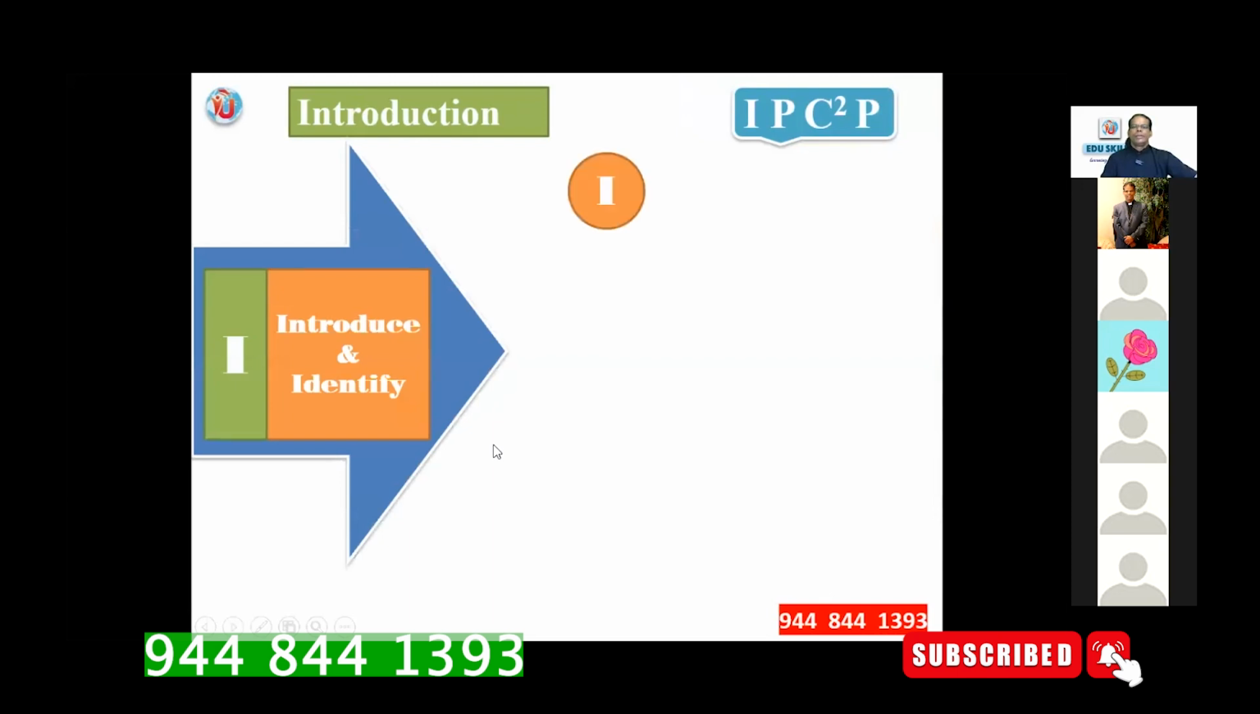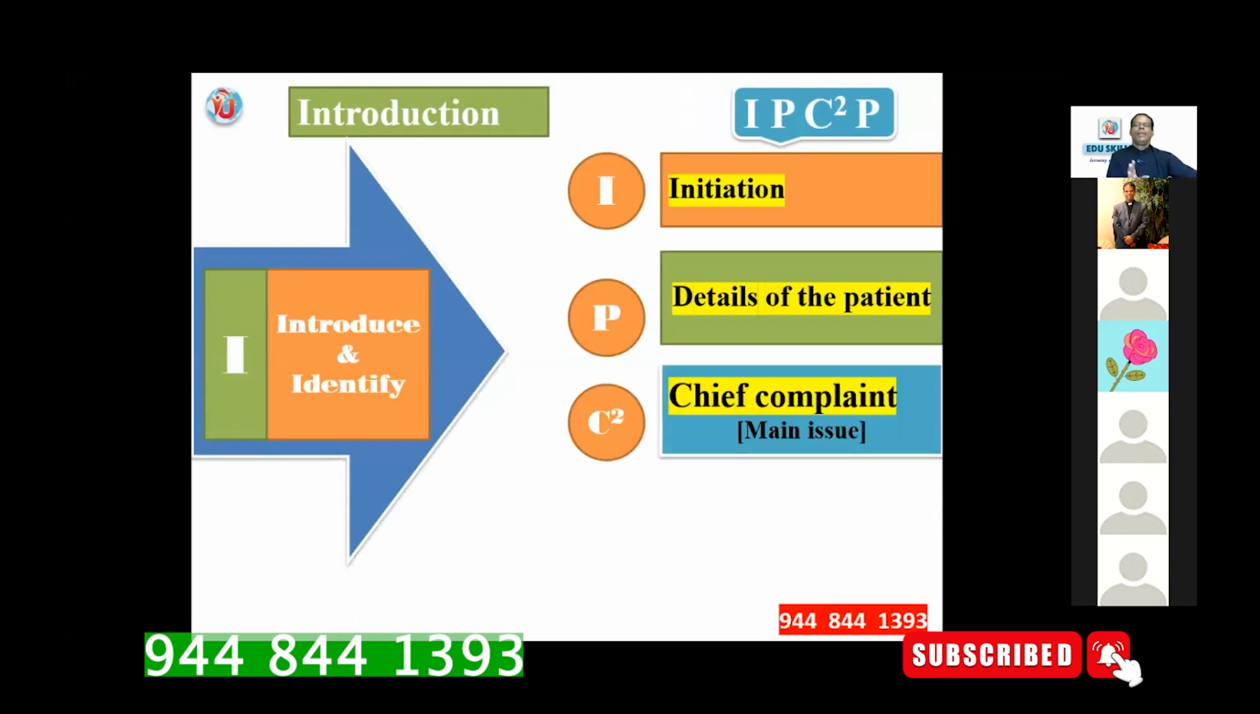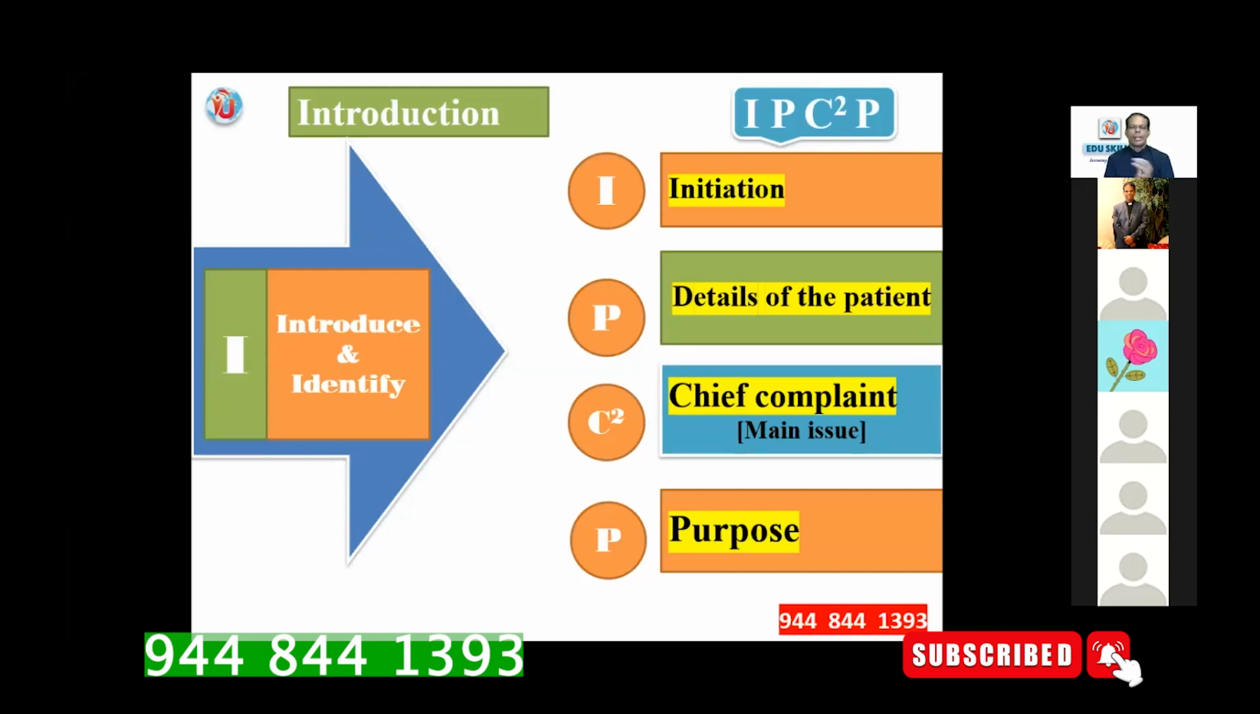And the introduction: you know what things should be there. Initiation: I am writing to refer, I am writing to update, whatever. That is called initiation. Details of the patient, so and so; if you want to mention the age, those things. Then C2, meaning chief complaint, the main issue. Then purpose: what are you intending, what the reader should do. So these, IPCP, should be there in an introductory paragraph. These are the essential minimum in your introduction. You can even summarize your introduction in 1 or 2 sentences, maximum 3 sentences, never go beyond that. But 1 or 2 sentences is the best way to write a concise introduction.